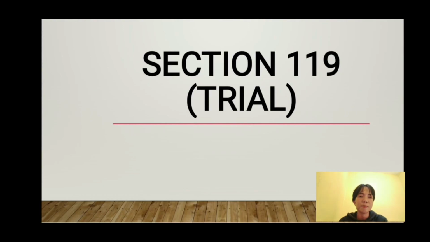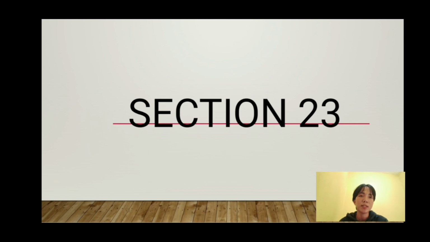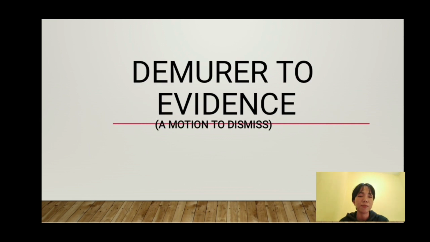So, for today's topic, we will discuss Section 19, which is about trial. The assigned topics were Section 23 and Section 24. Section 23 is about demurrer to evidence, which simply means a motion to dismiss.